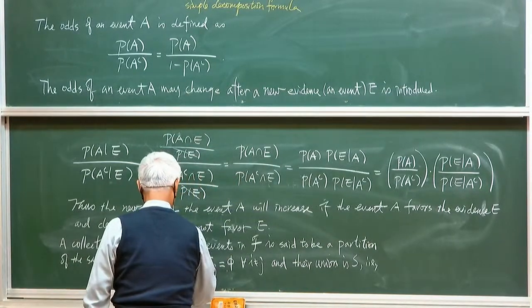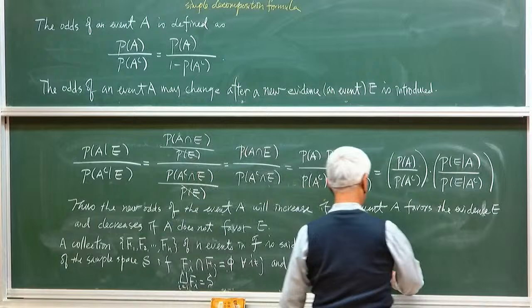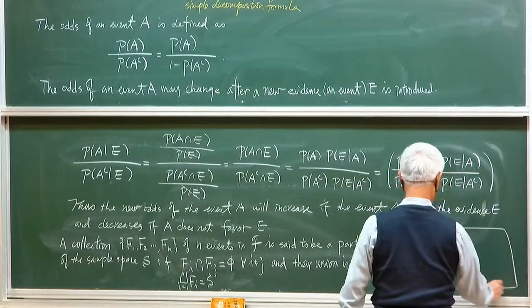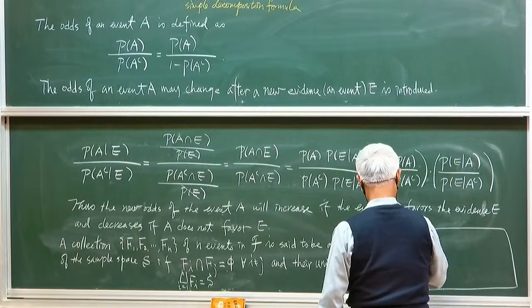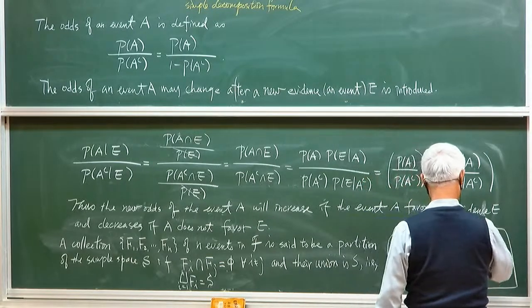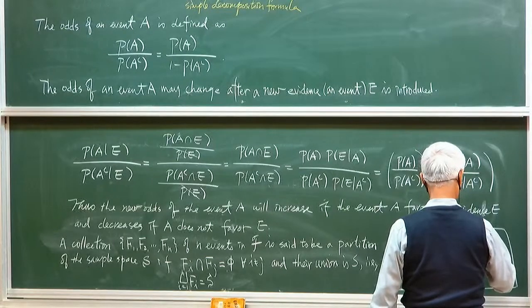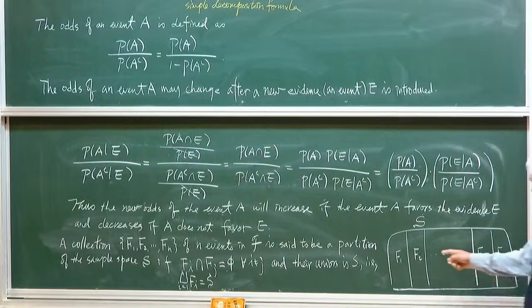The union from i equals 1 to n of F sub i is S. Okay, so a partition is like here. This is the sample space, and this is F1, F2, up to F sub n minus 1, F sub n. So F1, F2 up to F sub n form a partition of the sample space.